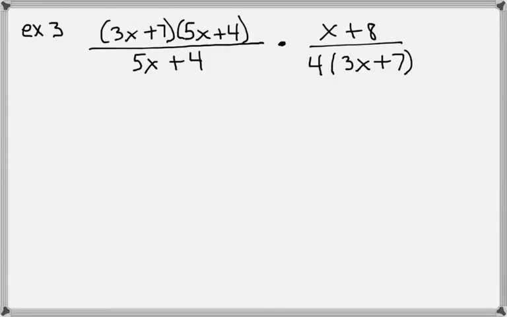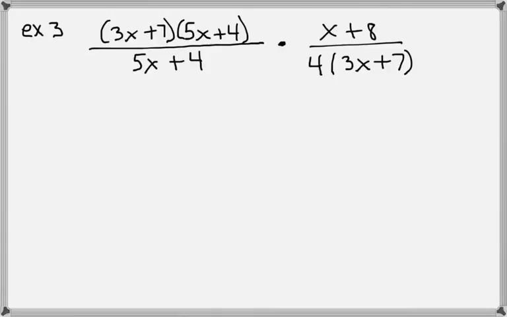Let's look at another example. So here, we're getting to be a little bit more complicated. We have more stuff going on here. So this one, we have a 3x plus 7 times a 5x plus 4 all over 5x plus 4 being multiplied by an x plus 8 over a 4 times a 3x plus 7. Our rules still have not changed, even though we have more going on in both of these fractions.